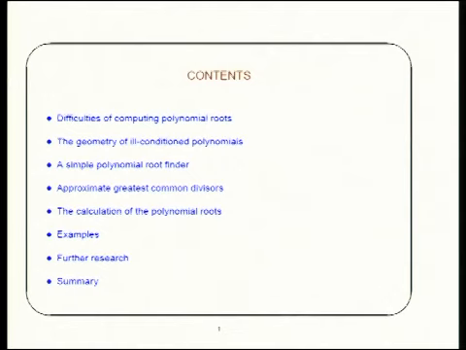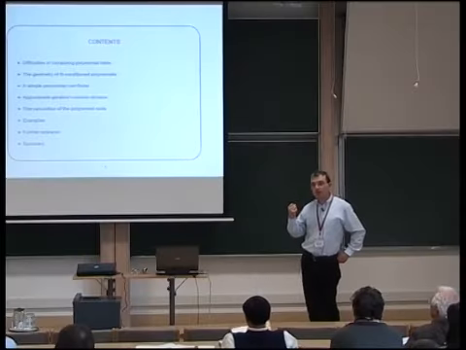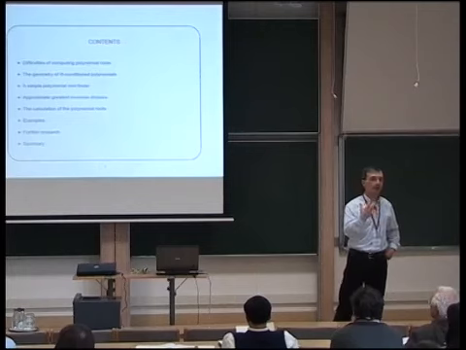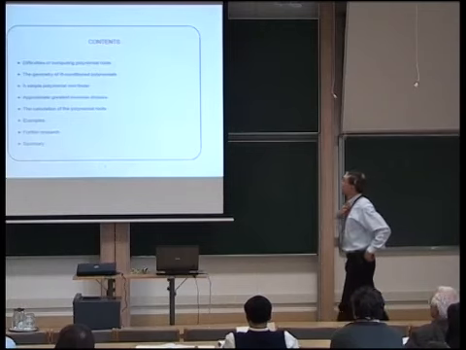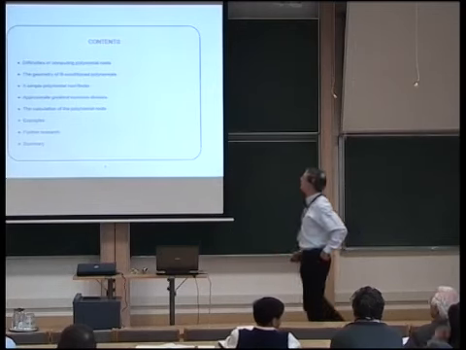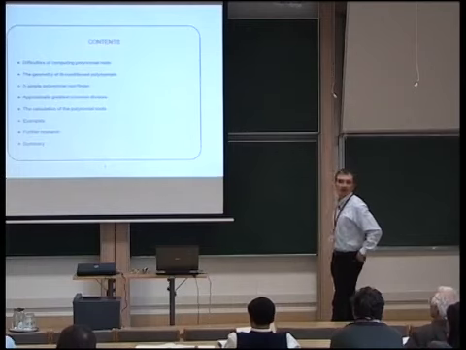First thing, I'm going to talk about the difficulties of computing polynomial roots. I'm just going to give you a couple of simple MATLAB examples of why things can go badly wrong. Then I'm going to use that to understand why things go badly wrong and how you can then impose those reasons in a root finder. So we're going to look at the causes by looking at the geometry of ill-conditioned polynomials.